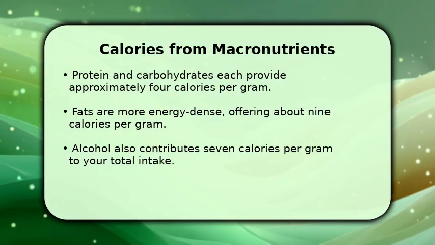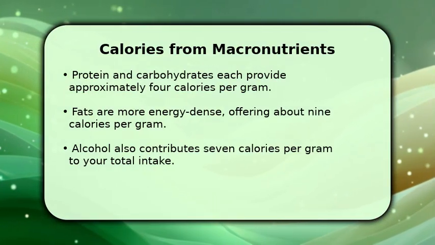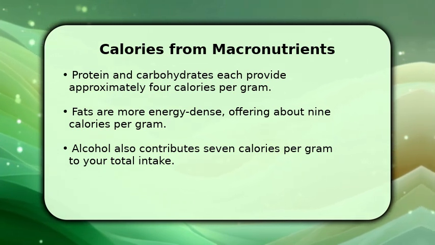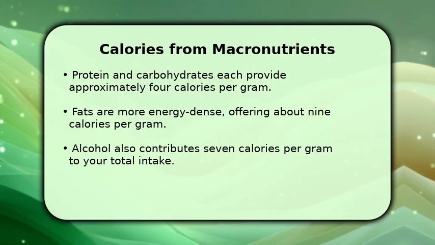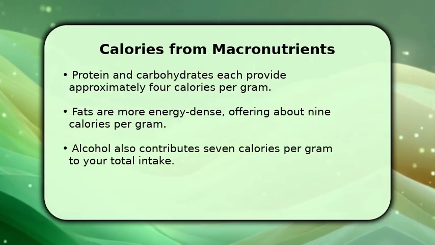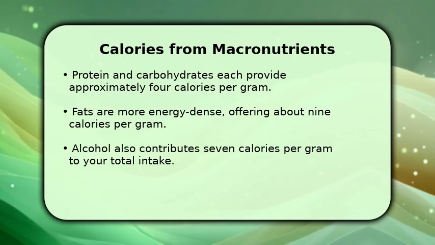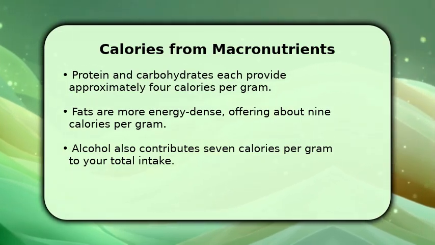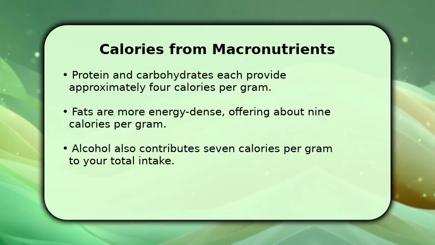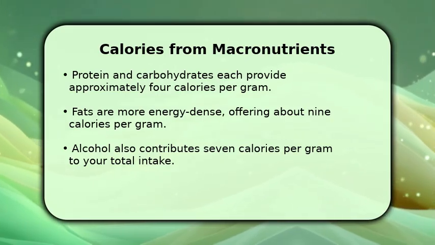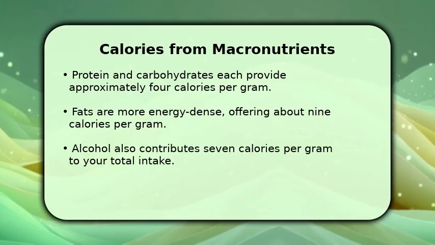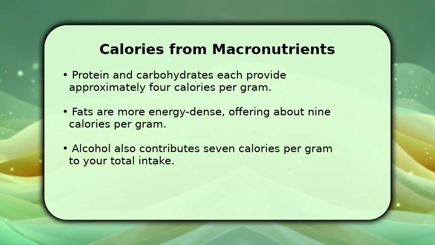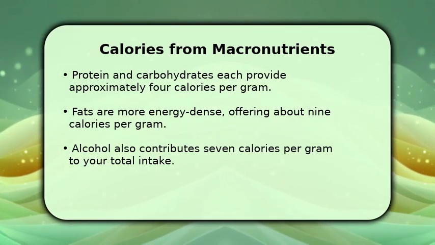Calories come from the three main macronutrients: protein, carbohydrates, and fats. It's important to know their energy density. Both protein and carbohydrates provide about 4 calories for every 1 gram. However, fats are significantly more energy dense, contributing 9 calories per gram. Additionally, alcohol, often overlooked, provides 7 calories per gram. Understanding these differences helps you grasp why certain foods have higher calorie counts than others.